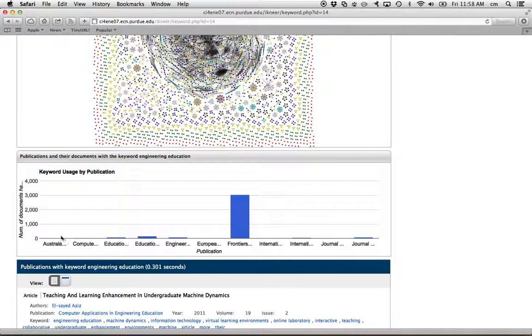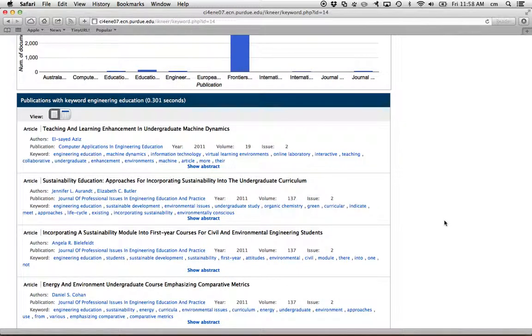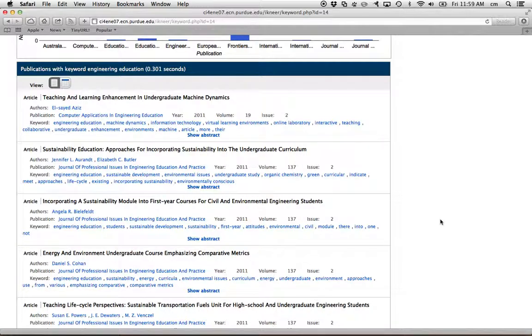Here you see which outlets we have, which of the knowledge products have the key phrase engineering education listed with them. When you mouse over, you see that Frontiers in Education Conference has a lot, Journal of Engineering Education has a lot, and so on. You also see, right below it, a list of publications and other products that have engineering education as part of their key phrases.